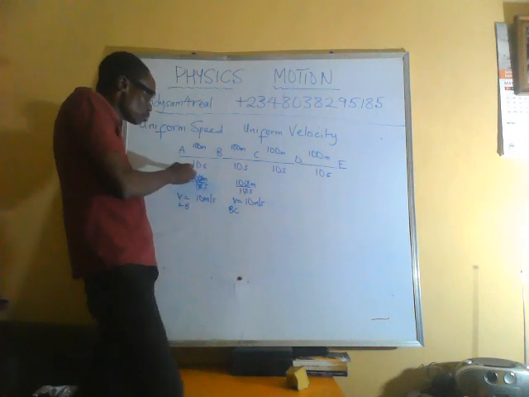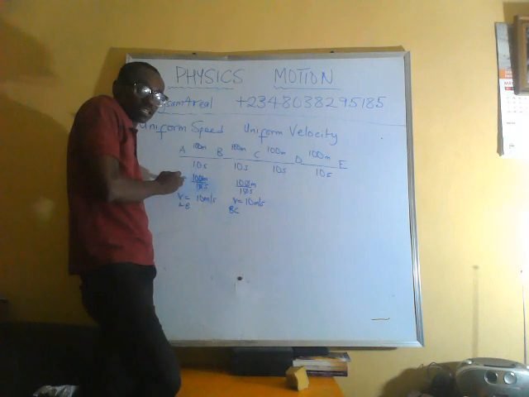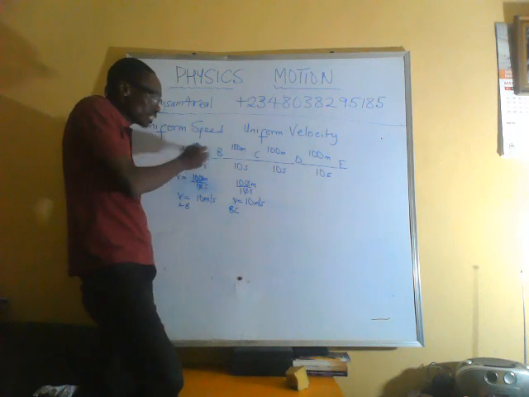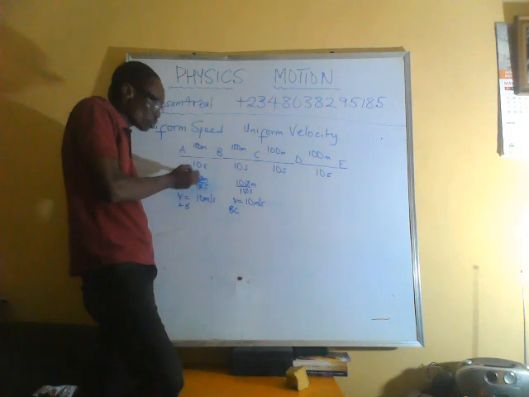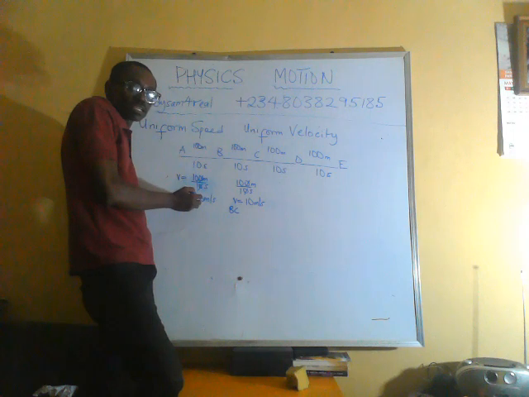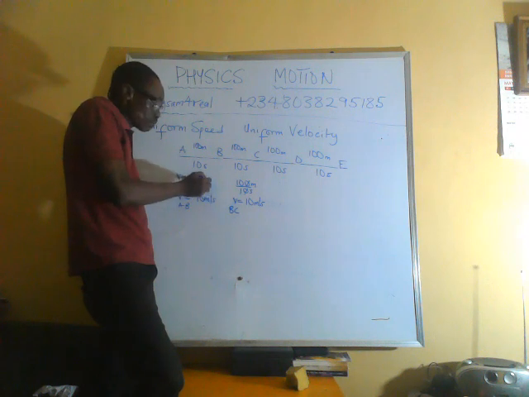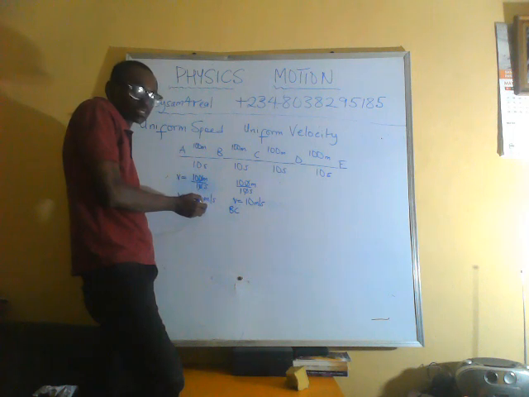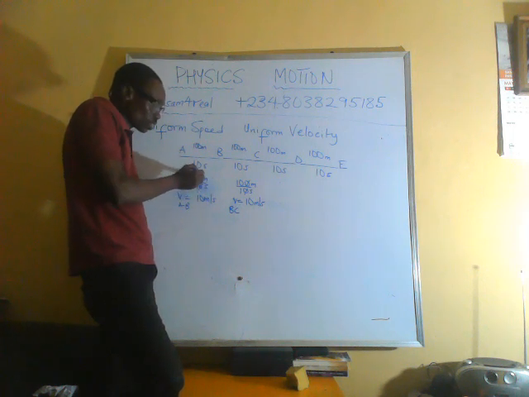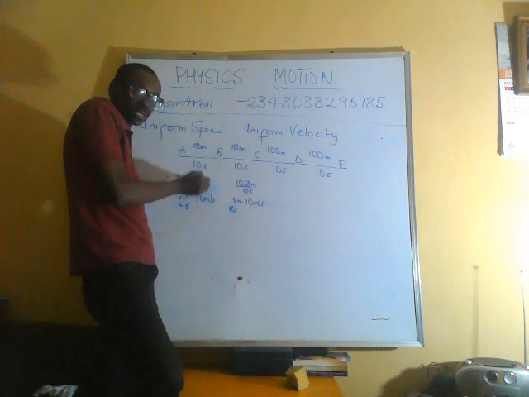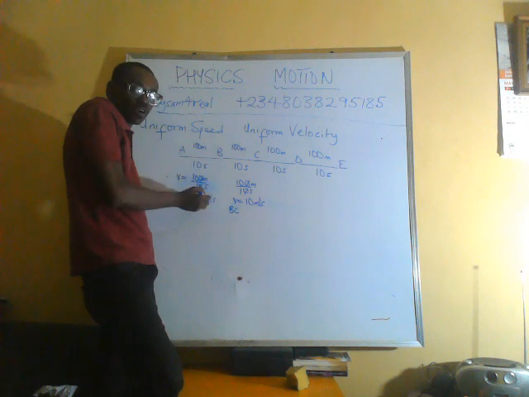So let's do from A to B. Remember that the speed is given by the distance over the time. So that is going to be 100 meters over 10. 100 divided by 10 is 10. So the speed here is 10 meters per second. That is the speed from A to B. The velocity taken is 10 meters per second as well.